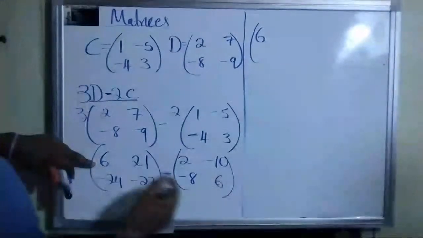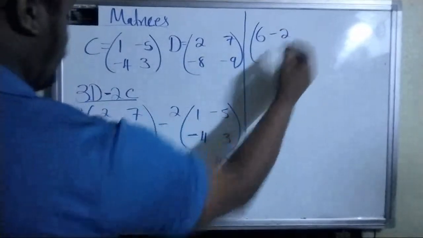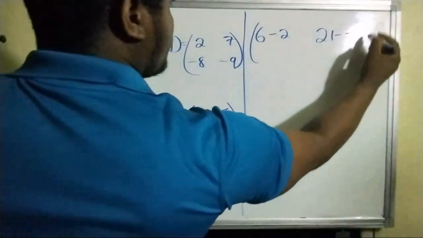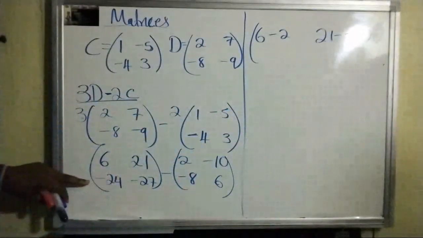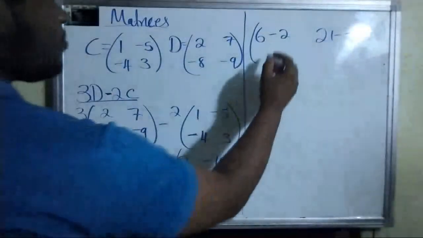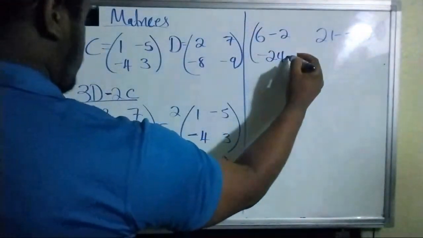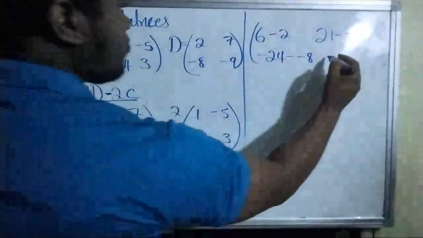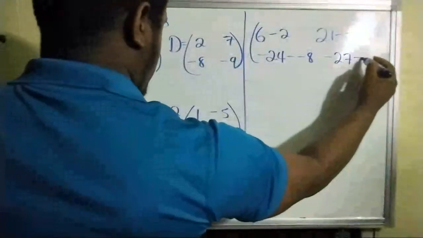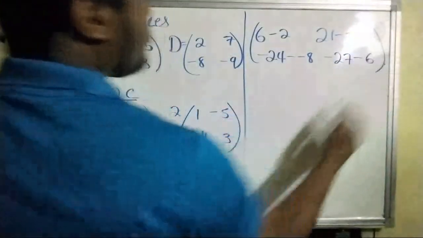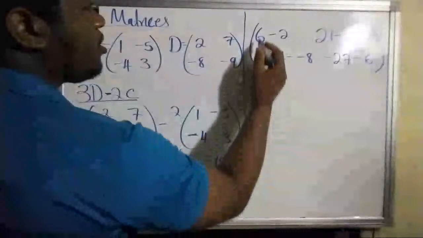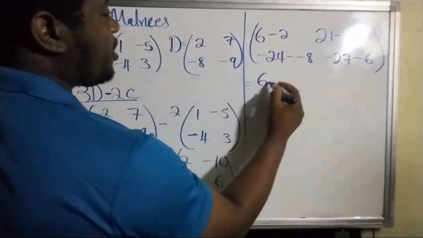Now with matrices corresponding, it's going to be 6 minus 2, 21 minus 10, negative 24 minus 8, negative 27 minus 6. Alright, so I could bring them together now and see what I get. So 6, I'm going to rewrite it one more time. We have 6 minus 2.